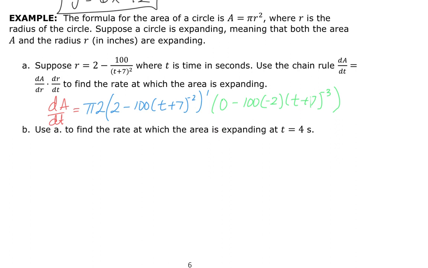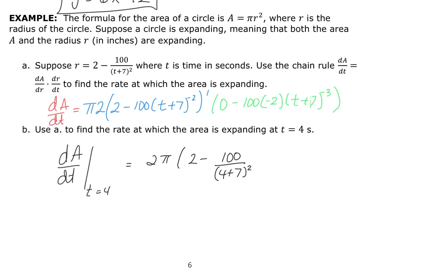Now it's asking me to figure out how fast the area is expanding at the time of 4 seconds. So that's asking me to do dA/dt evaluated at t equals 4. This is going to equal 2 pi times 2 minus 100 divided by (4 plus 7), the quantity squared. This is all raised to the 1 power. And then my second grouping is going to be plus, because this minus and this minus make a plus: plus 100 over (4 plus 7) raised to the 3rd power.